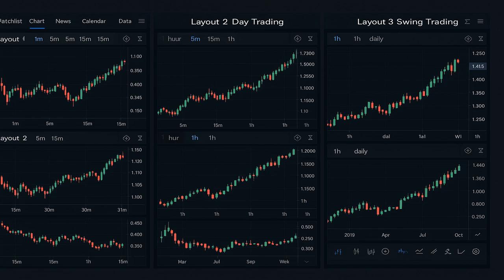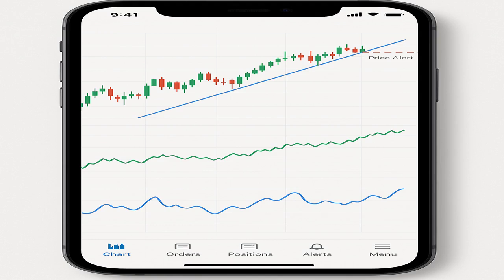Here's how to set up your trading platform correctly. Create 3 chart layouts: Layout 1 for scalping, 1 minute, 5 minute, 15 minute. Layout 2 for day trading, 5 minute, 15 minute, 1 hour. Layout 3 for swing trading, 1 hour, daily, weekly. Never have more than 3 timeframes visible at once. Use the same indicators on all 3 charts for consistency. Set up alerts on your primary timeframe only. This prevents indicator overload and timeframe confusion.